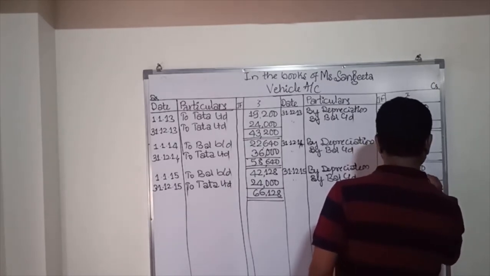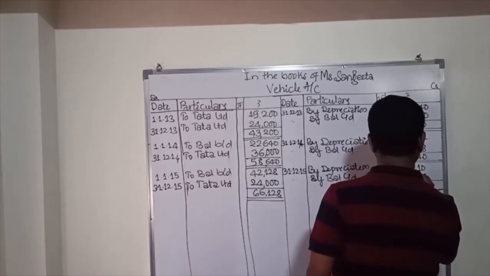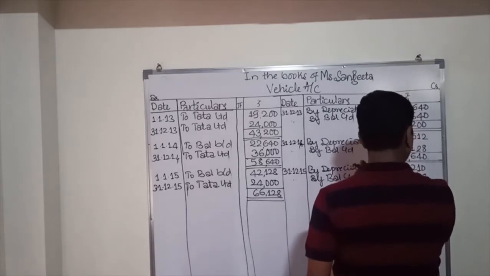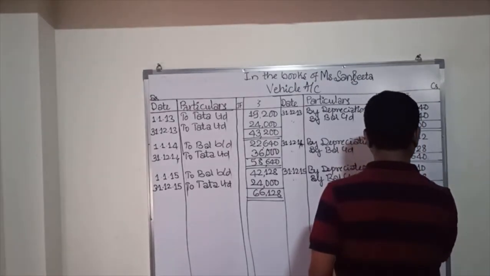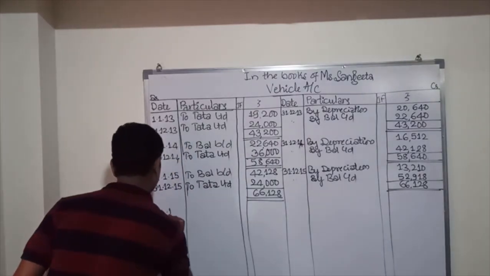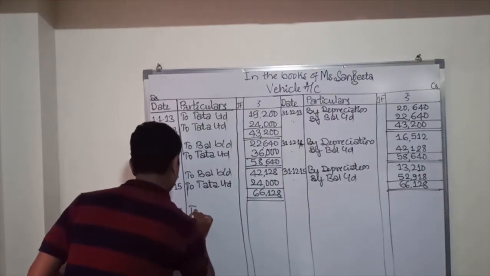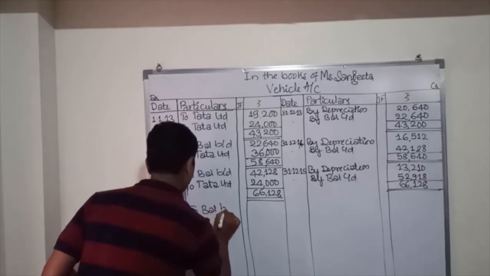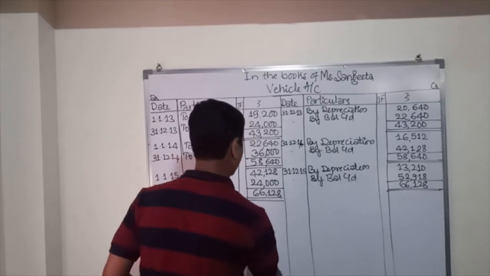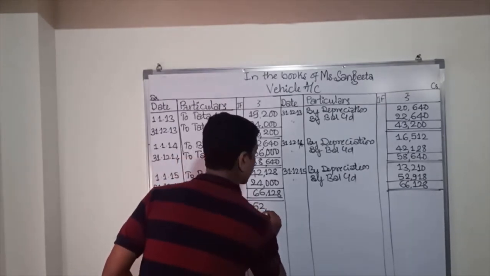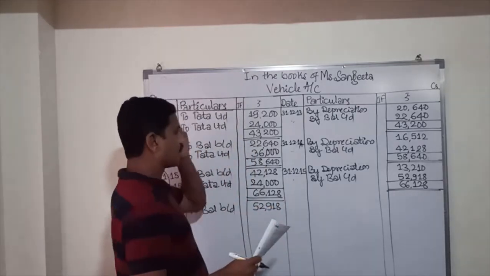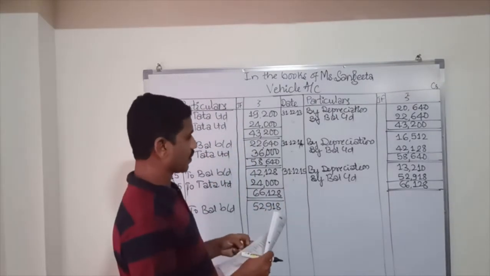So by balance carry down, 66,128. So 0 plus 8 here, 1 plus 1 here, 2 plus 9, 11, carry 1, 3 plus 1 4, 4 plus 2 here. So 52,918. So on 1/1/16, this balance is brought down. So to balance brought down, 52,918. So this is how we should go for preparing.